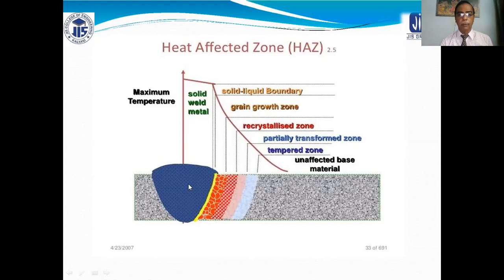So this figure is very important for the heat affected zone. This is the solid weld metal. Maximum temperature is here, and slowly the temperature goes down. This is the solid-liquid boundary, next to the maximum temperature. Then the grain growth zone, with bigger grain growth here and smaller grain growth here. Here is the recrystallized zone, and this is the partially transformed zone, and this is the tempered zone. This figure shows how the heat affected zone changes slightly, and the unaffected base material is also shown.